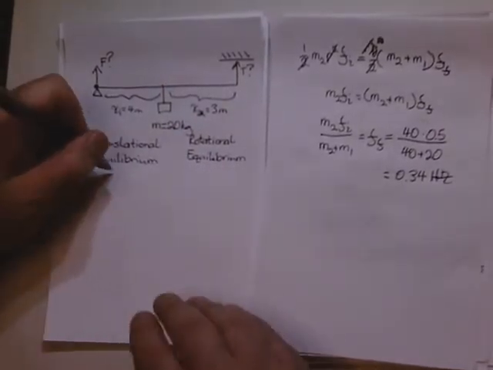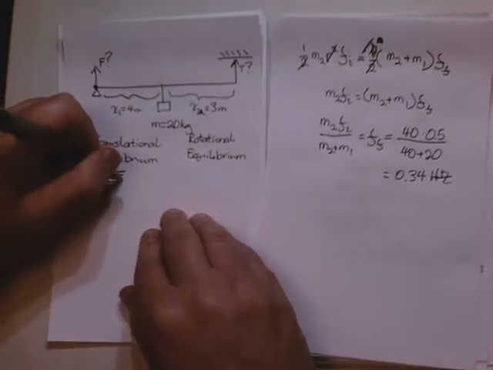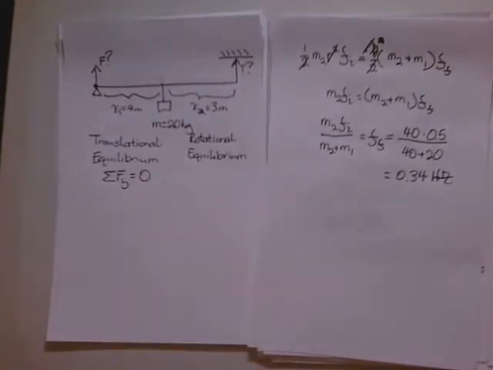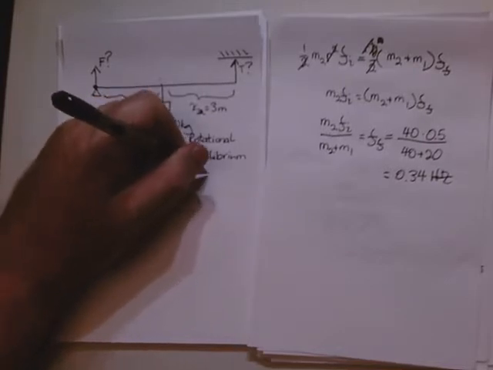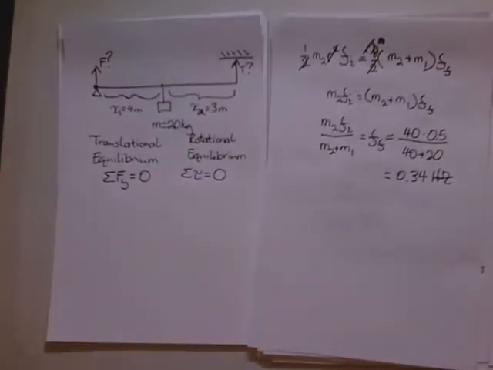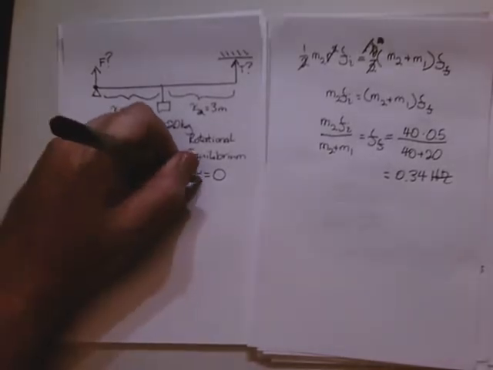If it's in translational equilibrium, the sum of the forces, and in this case, the one that we care about, y, is equal to 0. In rotational equilibrium, the sum of the torques is equal to 0. And it's about a particular point which I will call A.